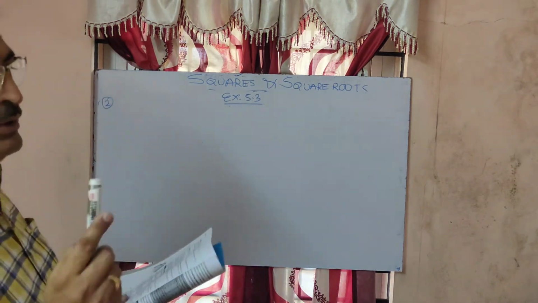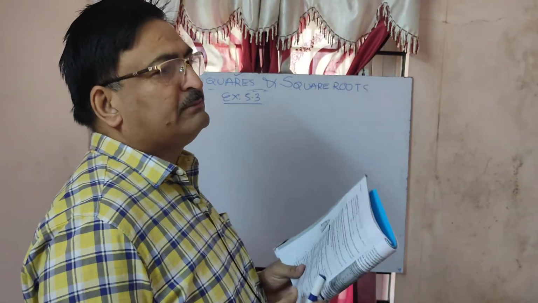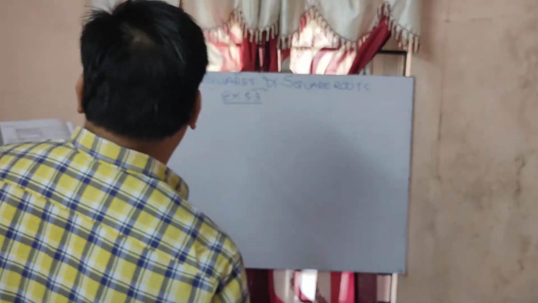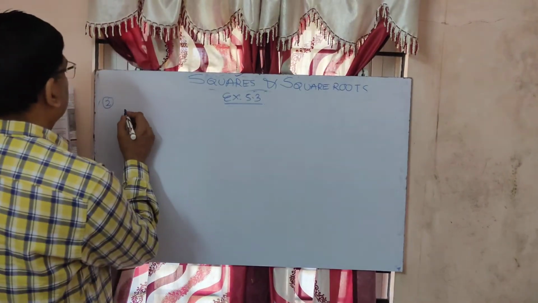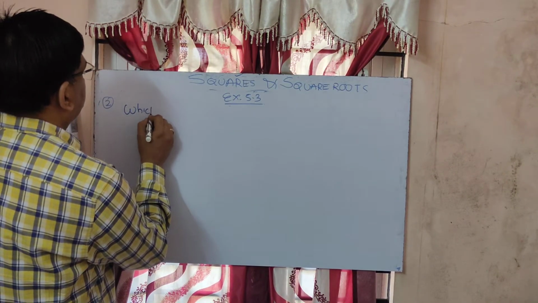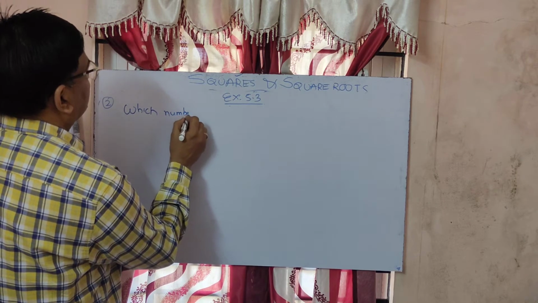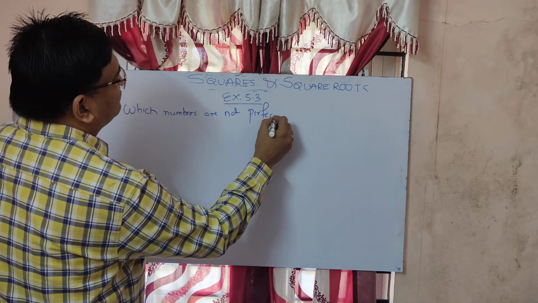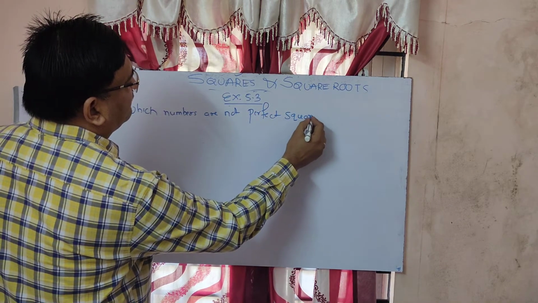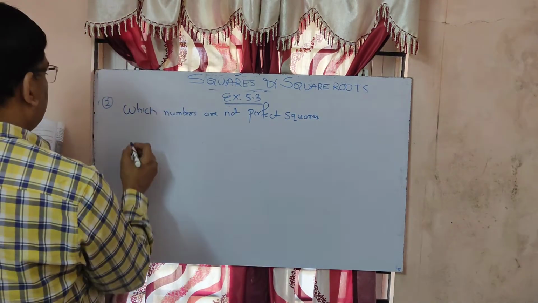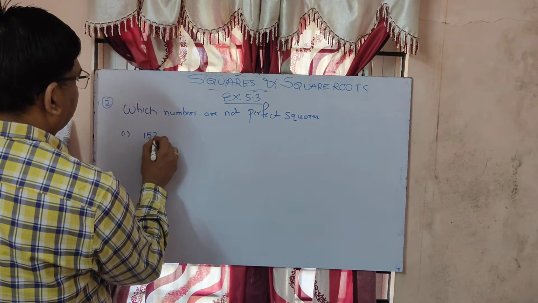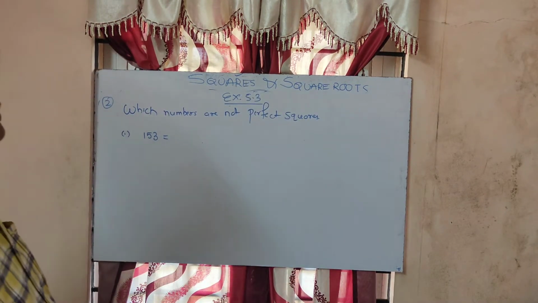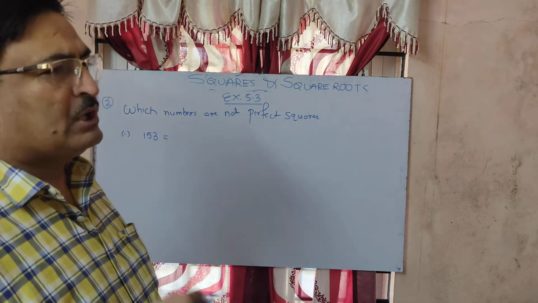Again, what you have to do is go for the properties. You have to think about the properties you have learned. Now you have to find which numbers are not perfect squares. Okay, now the first one, they have given 153. Can anybody tell me, is 153 a perfect square or not?